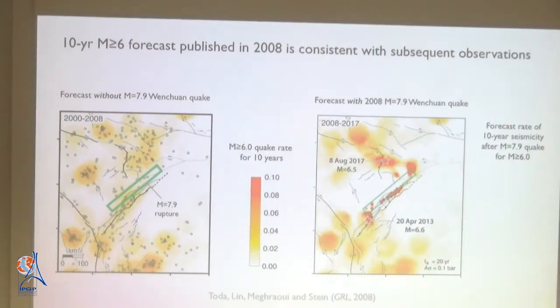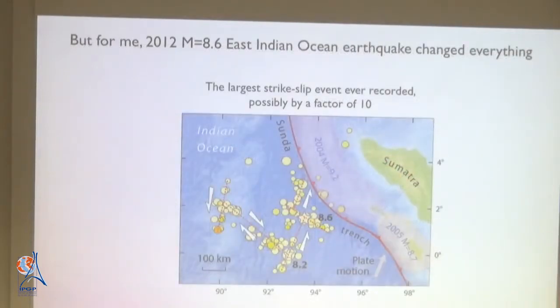And that was kind of my worldview until 2012, when an earthquake occurred that changed what I understood to be the truth. This event, this magnitude 8.6 off the Indian Ocean, is the largest strike-slip earthquake ever recorded, maybe by a factor of 10. So this is truly an enormous earthquake, and a very strange one. It looks more like a car accident than any kind of 8.6 you and I are used to.